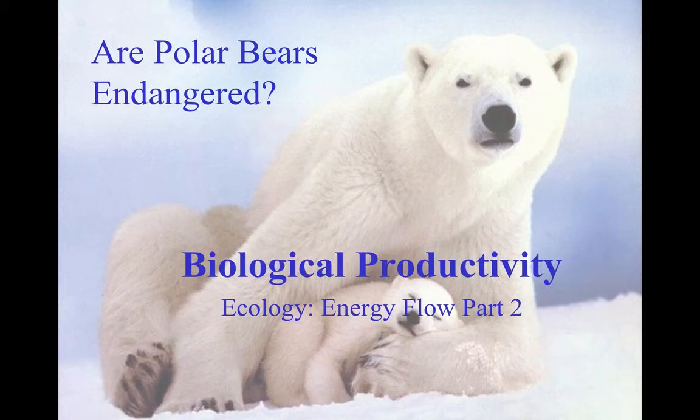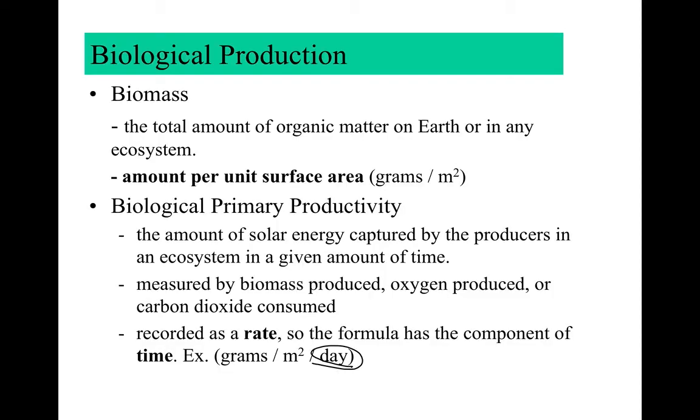Welcome back. Our second part of energy flow through is on biological productivity. There are two terms that you need to be familiar with when you talk about biological productivity. The first one is biomass. This is a measure of the total amount of organic matter on any trophic level in the ecosystem or on Earth that you're looking at.